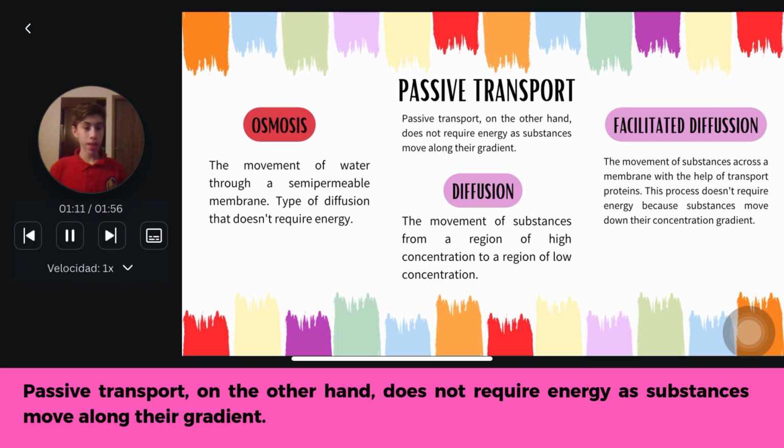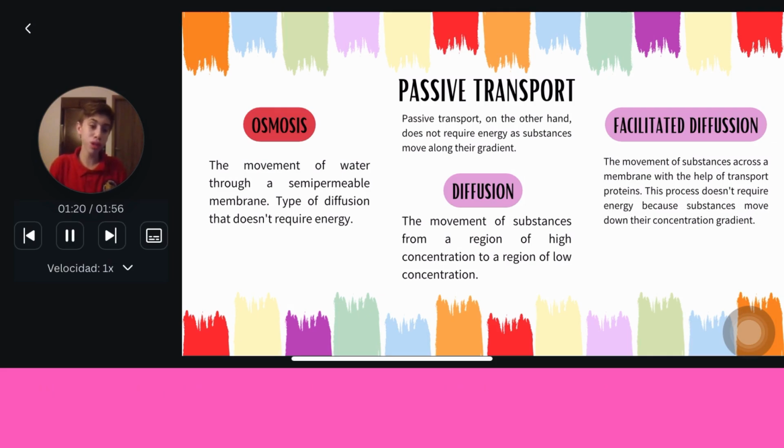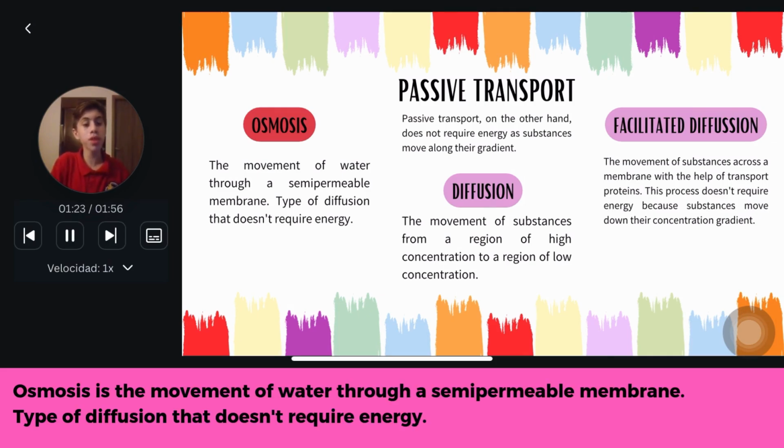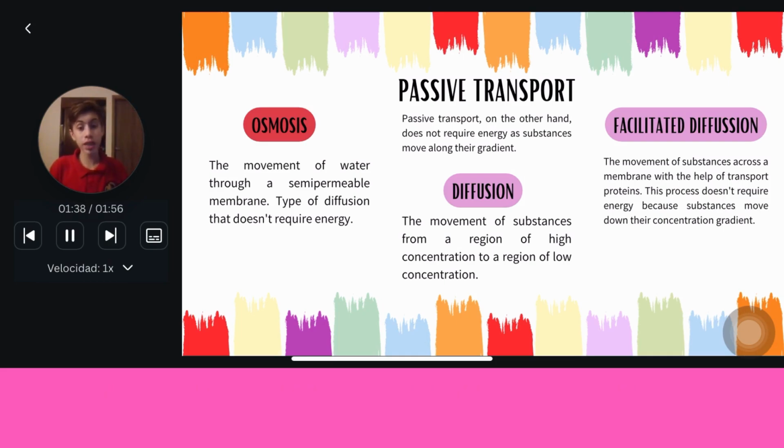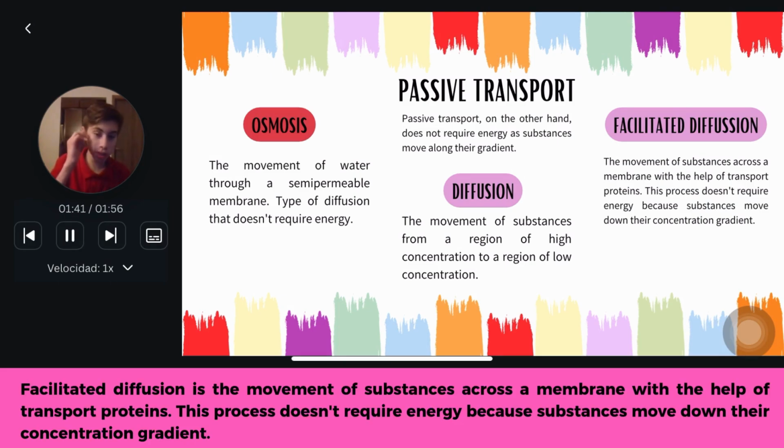Passive transport, on the other hand, does not require energy to move substances along their gradient. It divides into three types. Osmosis is the movement of water across a semi-permeable membrane. It is a type of diffusion that, like we already mentioned, doesn't require energy. Diffusion is the movement of substances from a region of high concentration to one with a lower concentration. Facilitated diffusion is the movement of substances across a membrane with the help of transport proteins, making the process much easier. This process does not require energy because substances move down their concentration gradient.